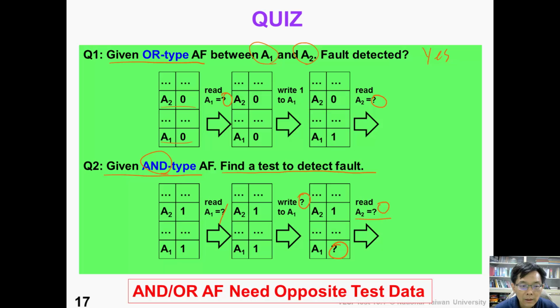Please notice that the N-type and the OR type address decoder 4 will need opposite data to test them. As we can see in this example, initially A1 and A2 are both 0. And for the second question, initially A1 and A2 are both 1. Have you got it correctly?